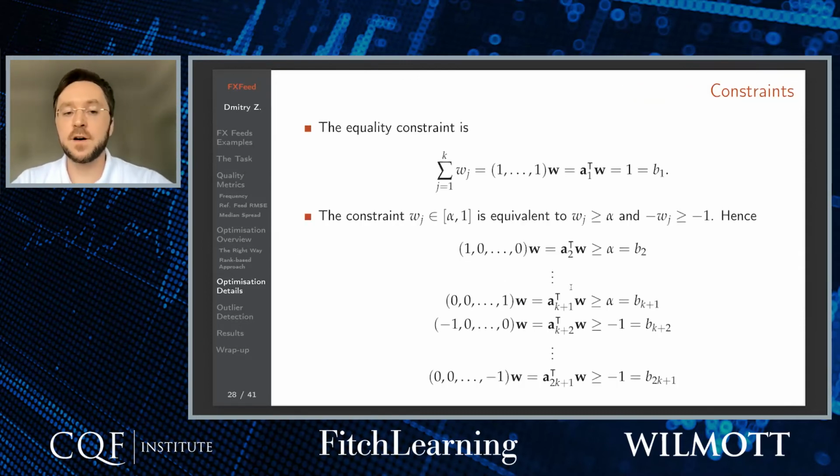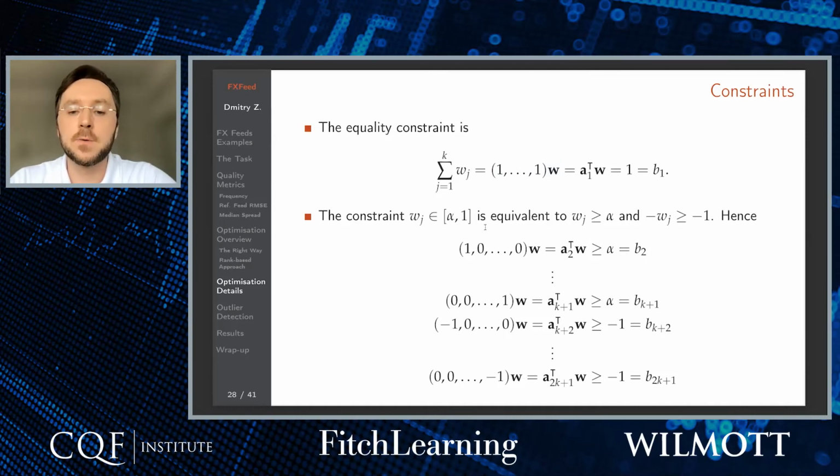Now, the final step is to formalize the equality constraints and inequality constraints. Namely, the equality constraint that the L1 norm should be equal to 1 can be expressed as a vector product of a vector of all ones and parameter vector W. So it should be equal to 1.